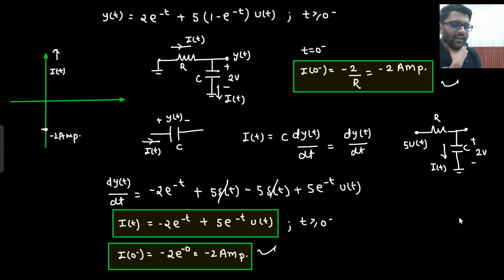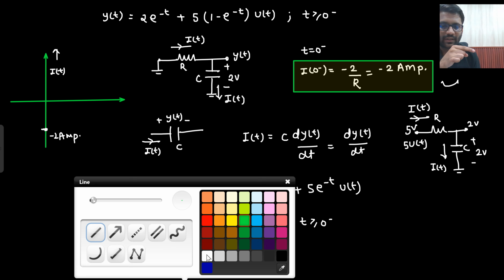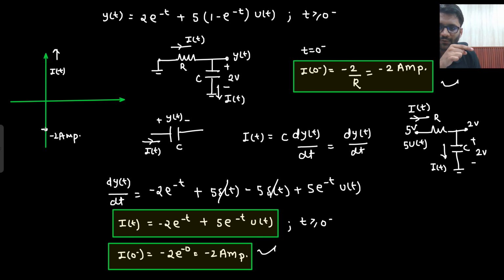Then at t equals to 0, what really happened? This 5 volt came into action. Whatever current flows through the capacitor, the same current flows through the resistor as well. The capacitor will not change its voltage instantaneously. So here there is 5 volt, here there is 2 volt. 5 volt minus 2 volt is 3 volt, and 3 volt divided by R means the current became 3 ampere. So suddenly from minus 2, the current became 3 ampere.